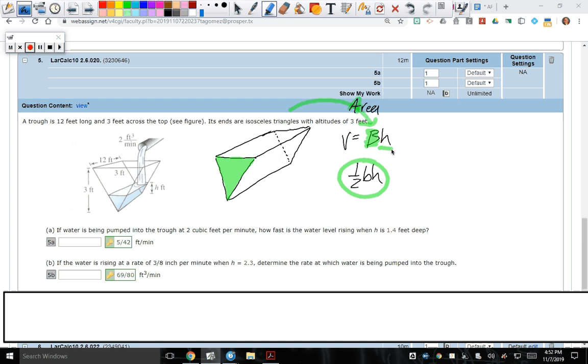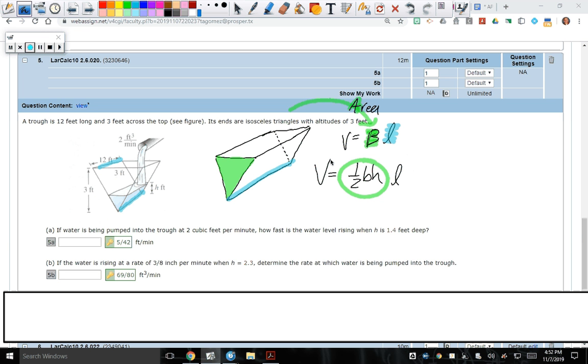Because I already have an H here, I'm going to use the variable L for this one, because it's just a length. And this L is representing this length right here, which over here on the picture is 12. Okay, so if I put in L, this would be my equation for the volume.